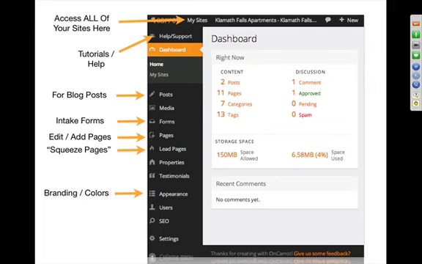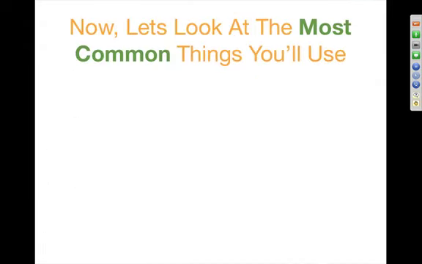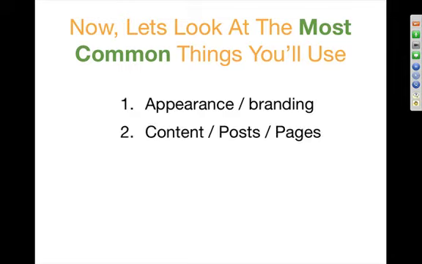Then the lead pages section is where you create squeeze pages. We call them lead pages, but we're going to show you that. Testimonials, of course. And then appearance is where all of the branding and colors stuff happens. So if you want to change the colors on your website or upload a logo or any of that kind of stuff, it's done through appearance, and we're going to show you that stuff. So let's go ahead, and this is what we're going to show you. I'm going to dive in online and we're going to look at stuff. But now let's look at the most common things that you'll use.